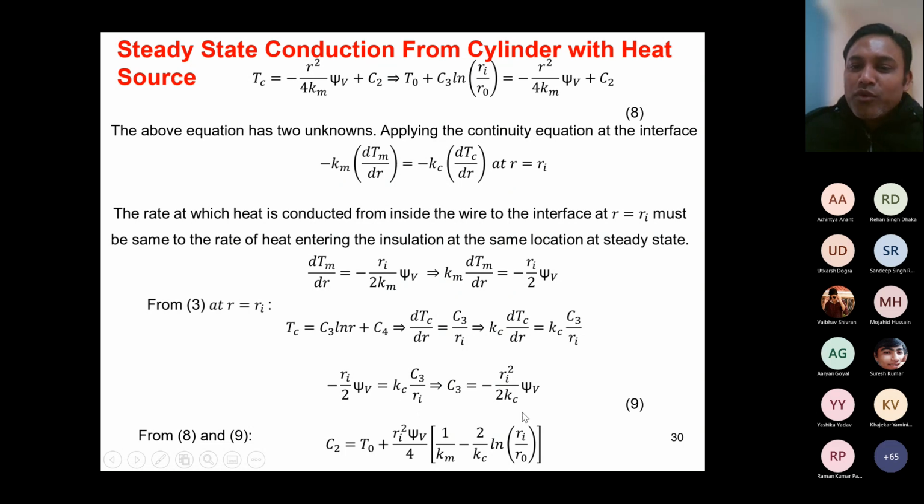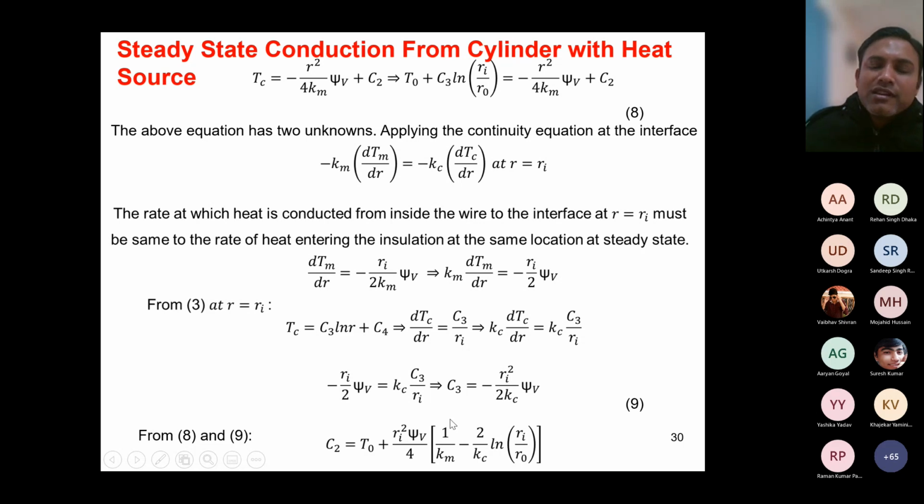Yes. So after putting this C3 in equation number 8, we can calculate C2. Remember, in equation number 8 there are two unknowns, C3 and C2. If we put C3 directly here, then we can calculate C2. So C2 comes out to be T naught plus Ri square psi v by 4 in the bracket 1 by Km minus 2 by Kc ln Ri by R naught. Now this C2 and C3 we know.